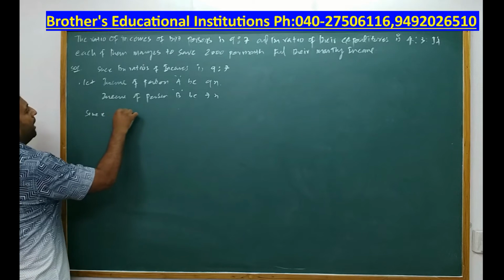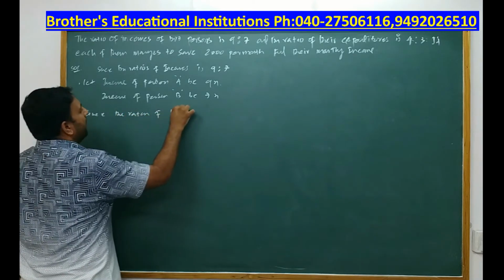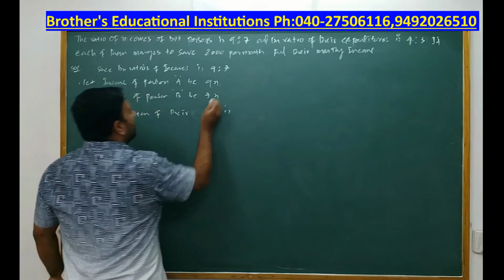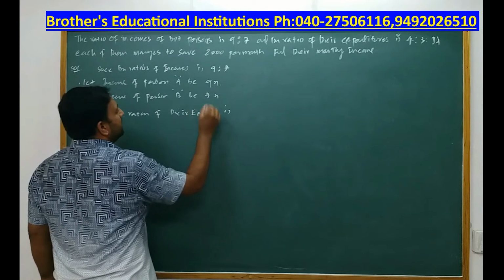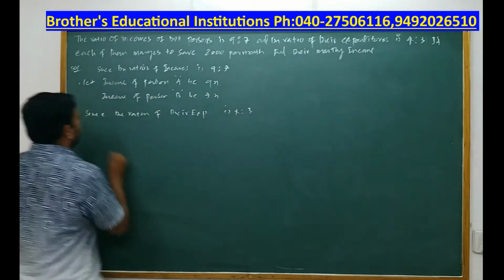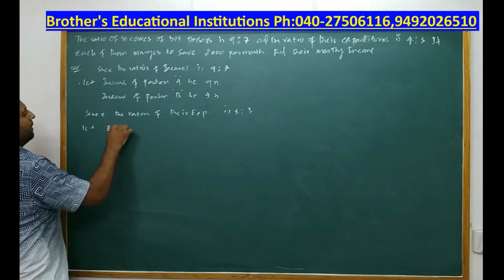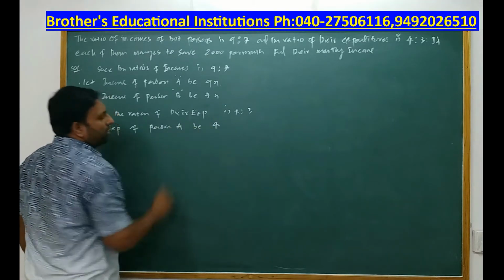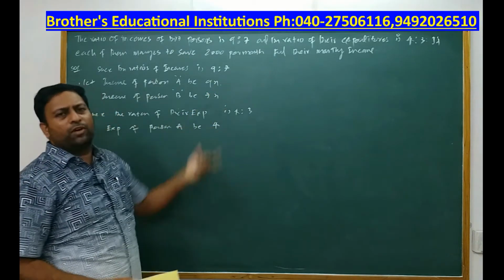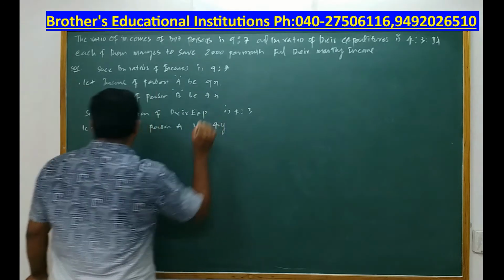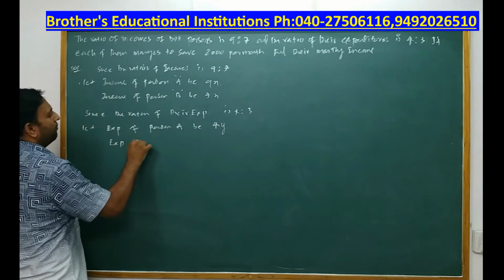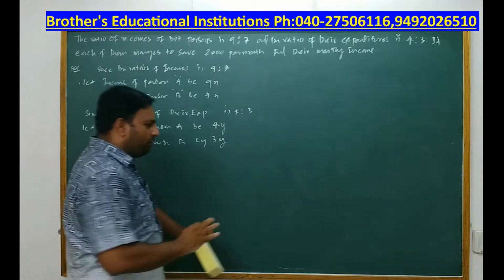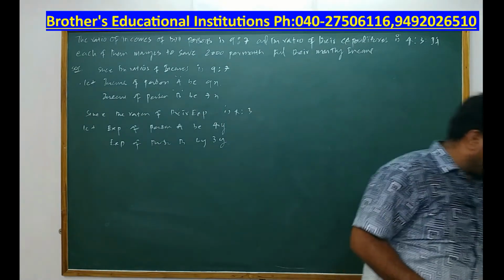Since the ratio of their incomes is 9:7 and of their expenses is 4:3, let the expenditure of person A be 4y. Now I should not take x again. I must go for some other variable. I will take y. And the expenditure of person B be 3y. Alright. Now we have placed very well in our problem. Now we have to solve the problem.